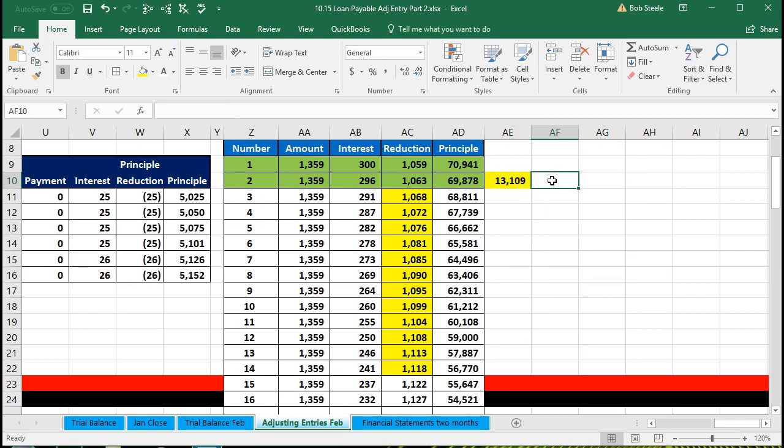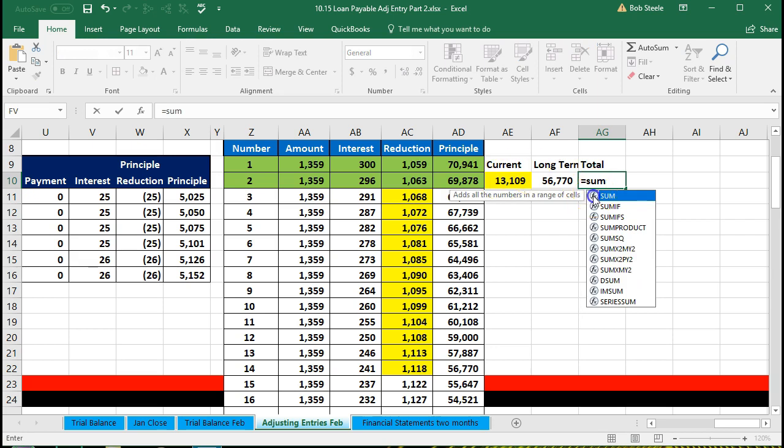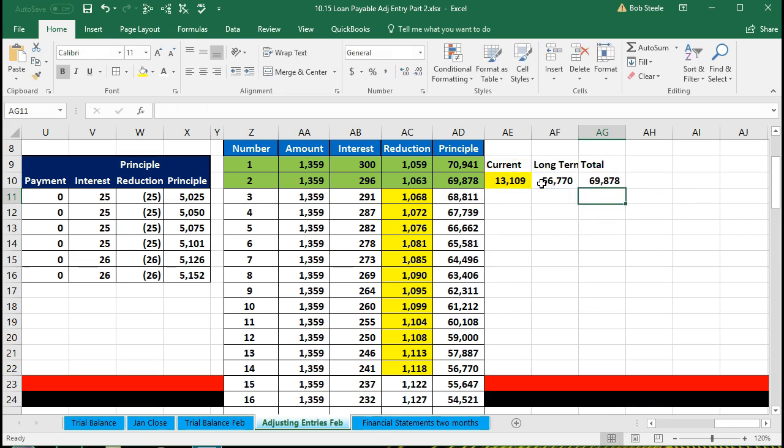If that's the short-term portion, then the difference between what we are currently at and the short-term portion will be the long-term portion. So in other words, the long-term portion is going to be the total we're at right now minus the current portion. So this is current, long-term, total. And then the total, I'll sum those back up, equals the sum of these two. So there's the original total here.